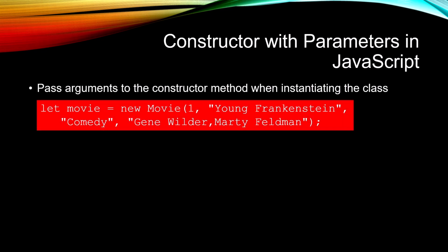Let's take a look at passing arguments to the constructor method when instantiating the class. Now before, when I said let movie equals new movie, I just did an open close parenthesis, which meant no parameters were being passed in. In this particular scenario here, I'm saying new movie, open parenthesis, 1, comma, Young Frankenstein, comma, comedy, comma, Gene Wilder, comma, Marty Feldman. So it's passing in a movie ID, the name of the movie, the genre of that movie, and the actors for that movie, which is then probably just setting the appropriate properties within that movie object.